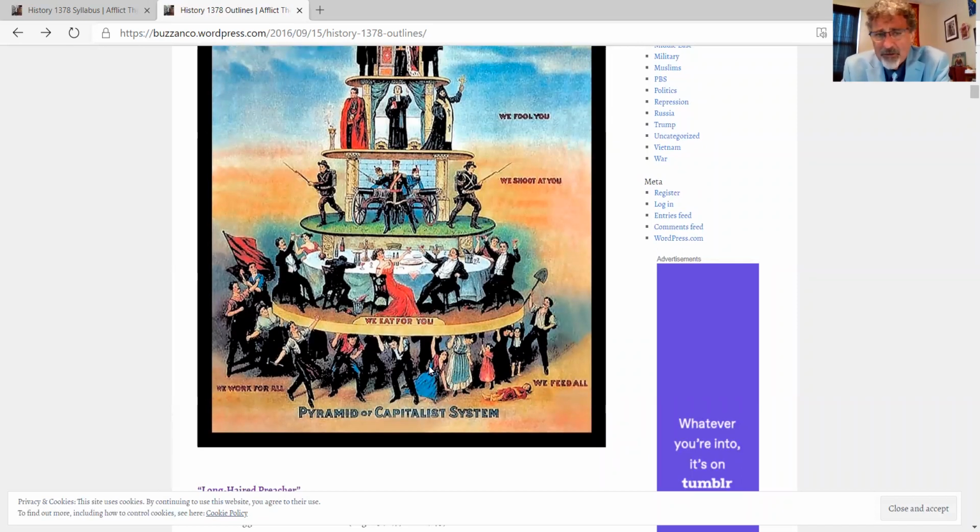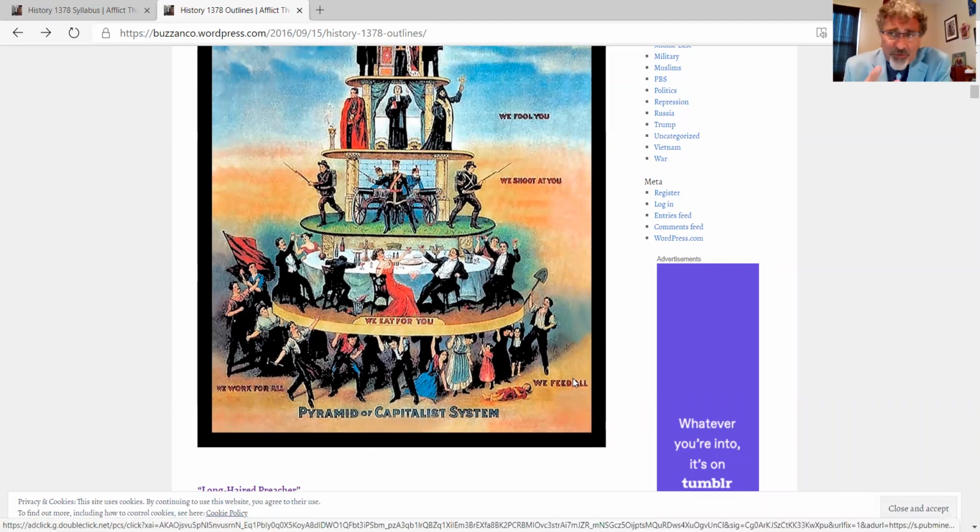And then in the critic's mind, the most important element in this class pyramid is down here. They're holding it all up. They're holding up all these fat cats and all this money and everything else. "We work for all," the industrial working class, and "we feed all," the farmers. So that's the social pyramid that they now see, that was created because of industrial capitalism.